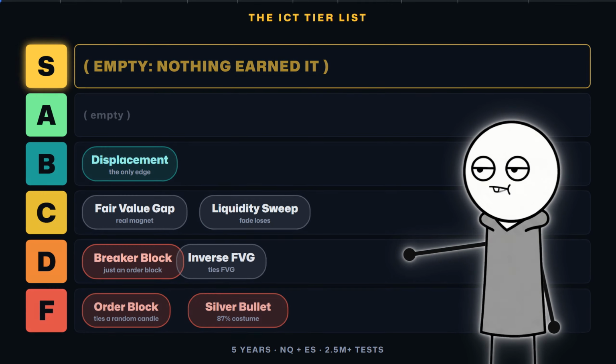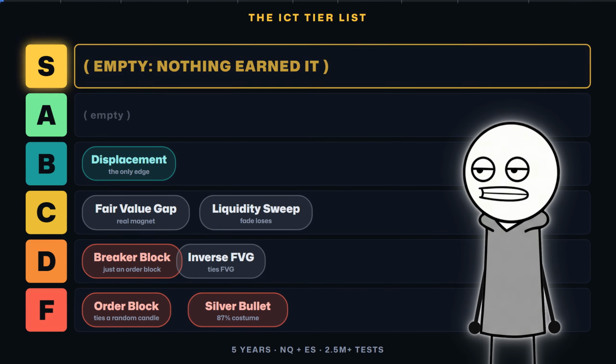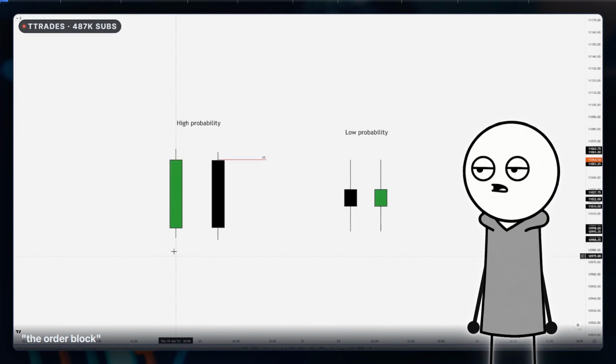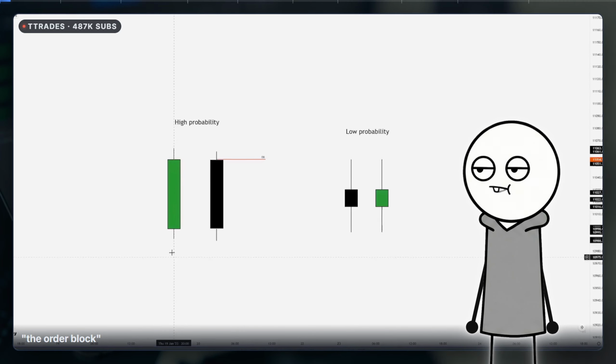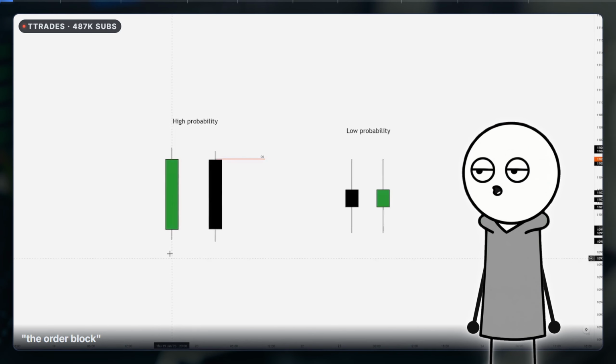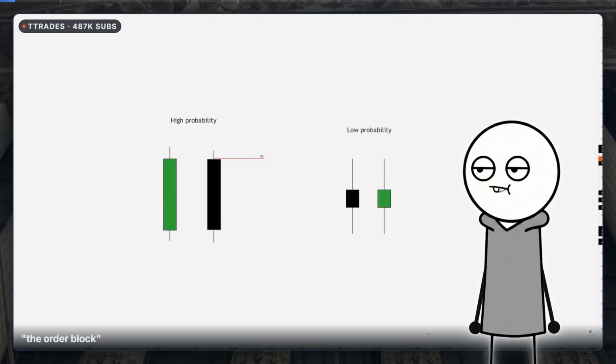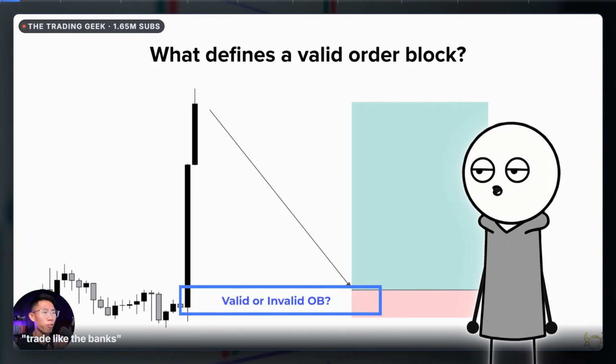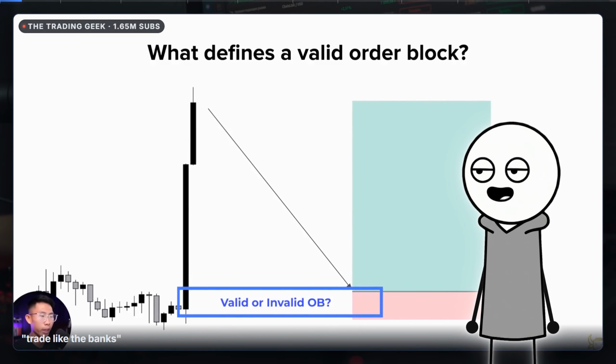These are the 7 most famous concepts in all of ICT. The smart money setups every guru on this app has sold you. We took all 7, ran them across 5 years of NASDAQ and S&P futures, more than 2.5 million price interactions, and ranked them on one brutal question: does it actually make money?